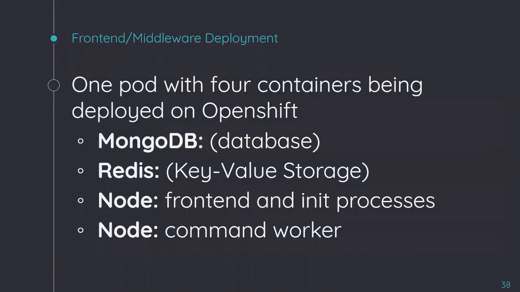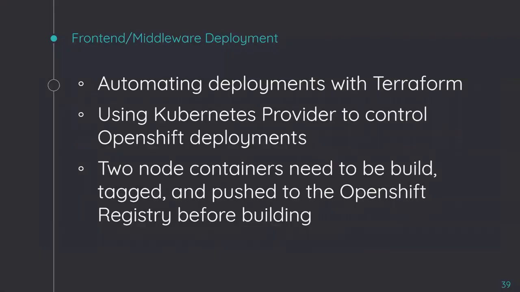Here's a little bit more about that. There's 1 pod with 4 containers on OpenShift: the MongoDB, Redis, and 2 nodes. The reason we deploy under 1 pod is so all of these can talk to each other under a local network. To deploy this, we used Terraform, and this allows us to bring the service up and down and also scale it.